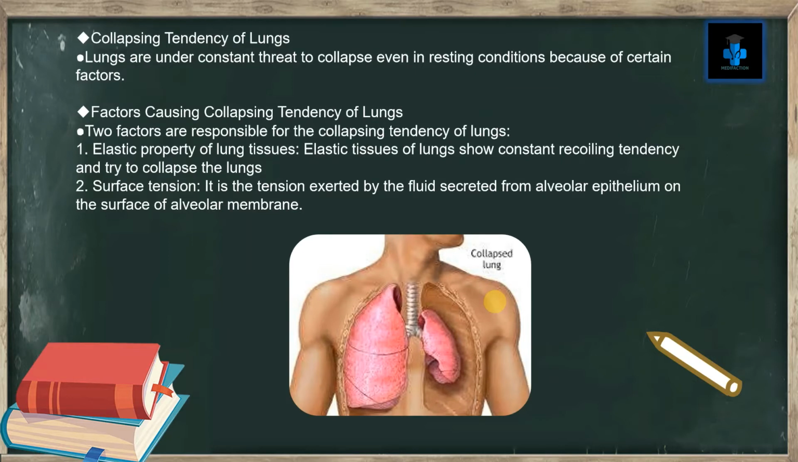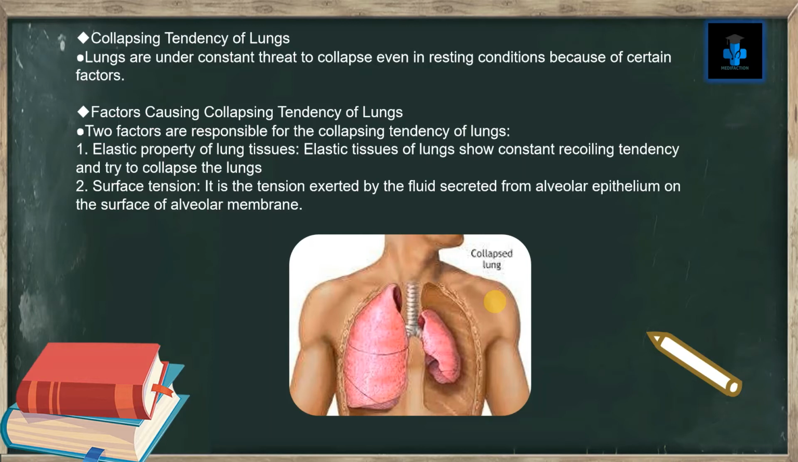Collapsing tendency of lungs. Lungs are under constant threat to collapse even in resting condition because of certain factors. Mainly two factors are responsible for the collapsing tendency of lungs. Number 1 is the elastic property of lung tissue. Elastic tissues of lungs show constant recoiling tendency and try to collapse the lungs.